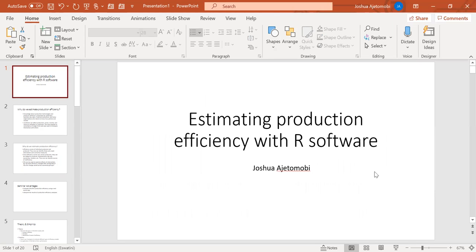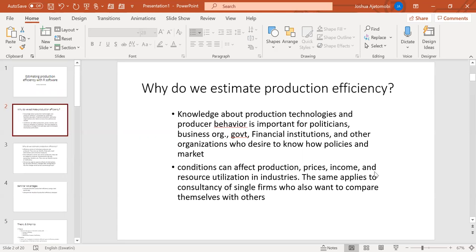Okay, Prof, thank you. Estimating production, because I don't think you have done it at all in the class. So why do we estimate production efficiency? We estimate production efficiency to have knowledge about production technologies and producer behavior. And this is very, very important for politicians, for business organizations, for governments, financial institutions and other organizations who desire to know how policies and markets affect production, prices, income, and resource utilization.